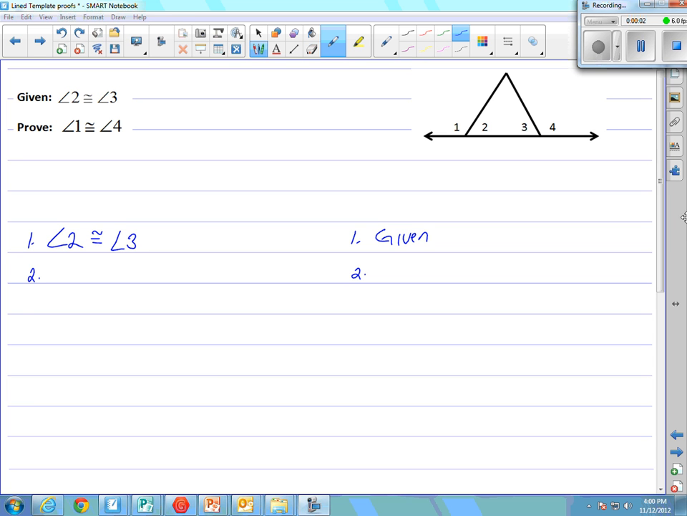In this video, we're asked to prove angle 1 congruent to angle 4 if we know that angle 2 is congruent to angle 3. Okay. Most generally we put in our given information or a picture, so we know that.